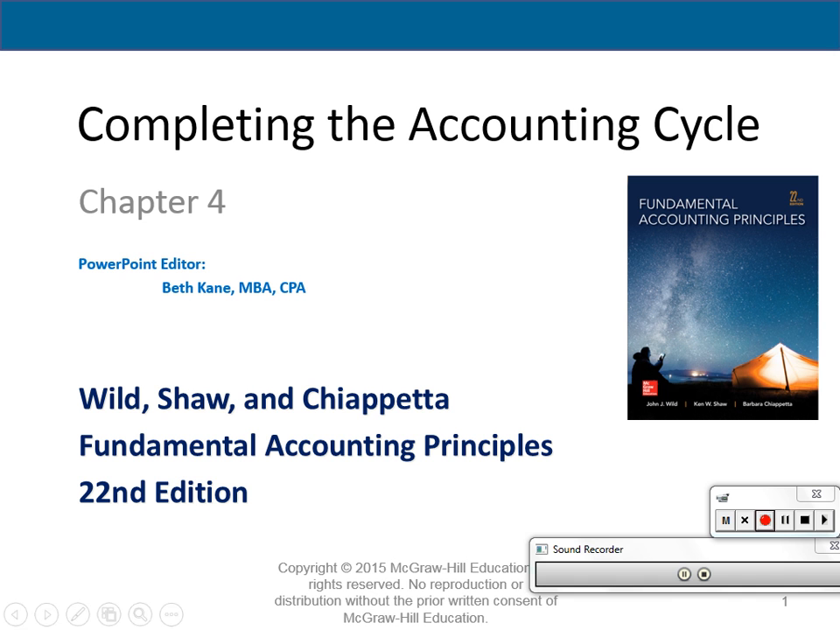Okay, so completing the accounting cycle. All this while, chapters 1 all the way through now 4, you've basically been doing the accounting cycle as you go through. And this is the last final part of the accounting cycle, which is to make closing entries and do a post-closing trial balance.